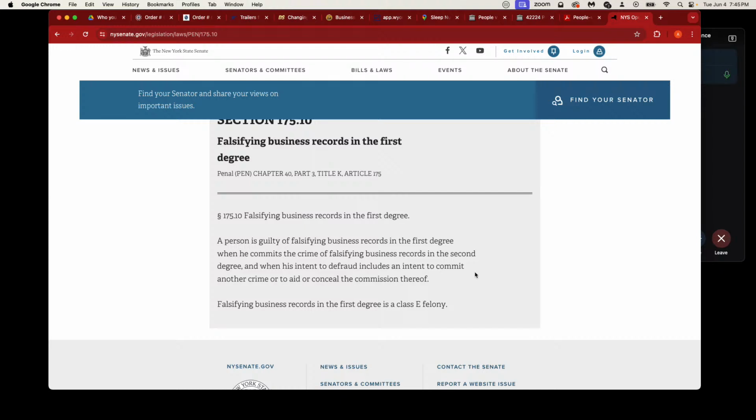See, this is all legalese, so they really convolute this one, right? It says a person is guilty of falsifying business records in the first degree when he commits the crime of falsifying business records in the second degree. So, in order for it to be first degree, they have to falsify records in the second degree, and when his intent to defraud includes an intent to commit another crime or aid or conceal the commission thereof. So they're saying it's first degree because they falsified the business records and at the same time attempted to defraud and conceal another crime or aid or conceal the commission thereof. Now, I understand what this is saying, but what's the other crime that he was trying to conceal?